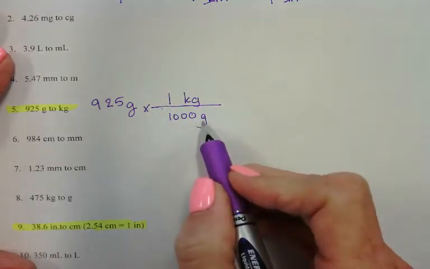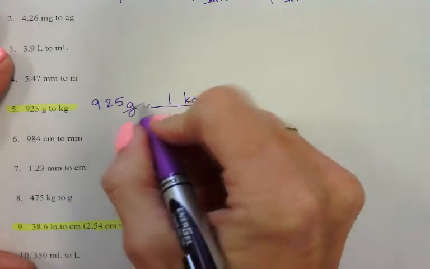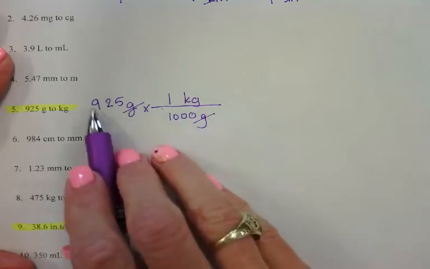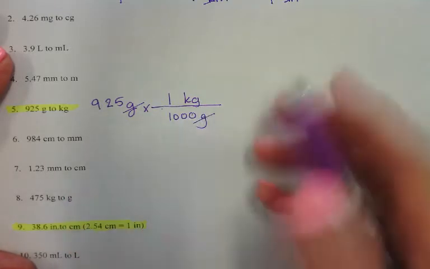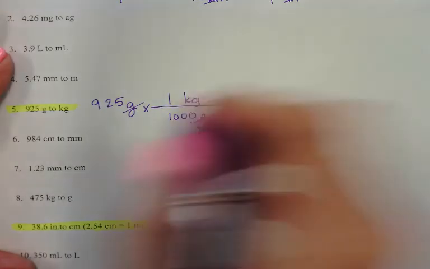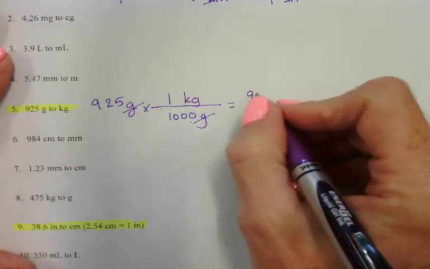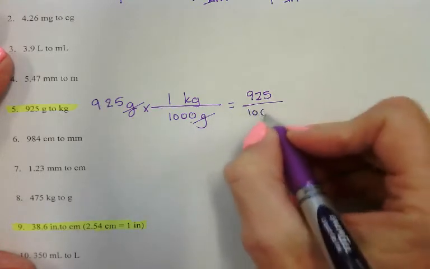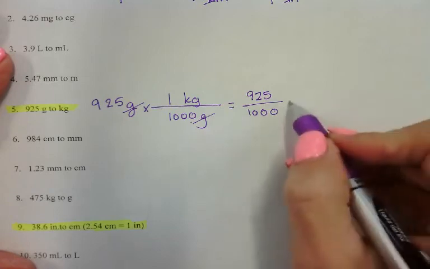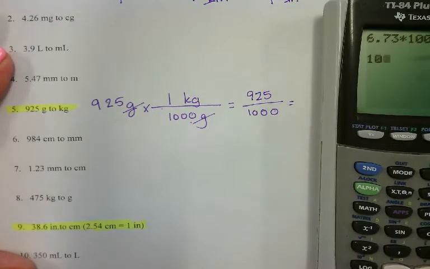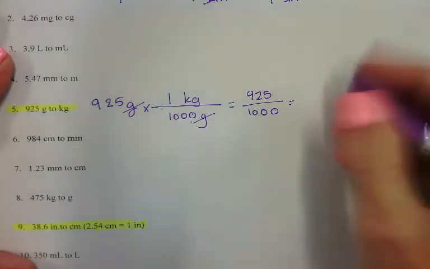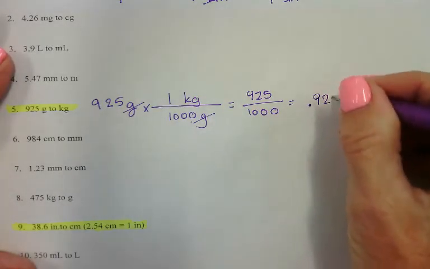Why did I put grams down here? So that those units can cancel because they're diagonal. I put the unit that I want on top, kilograms, and I multiply whatever's in the numerator, whatever's in the denominator, and divide the denominator into the numerator. So 925 times 1 is 925. 1,000 is in my denominator. So I'm going to divide 1,000 into 925. There we go. 0.925 kilograms.